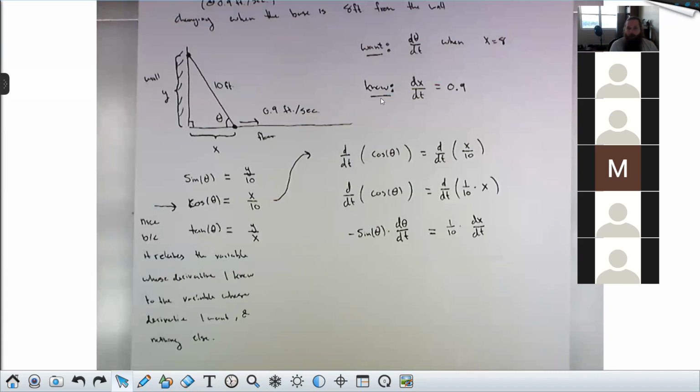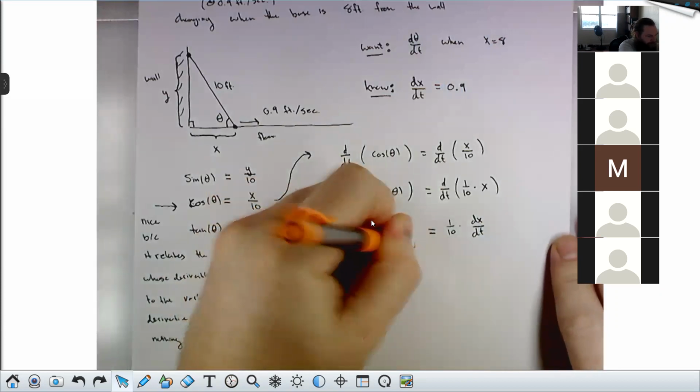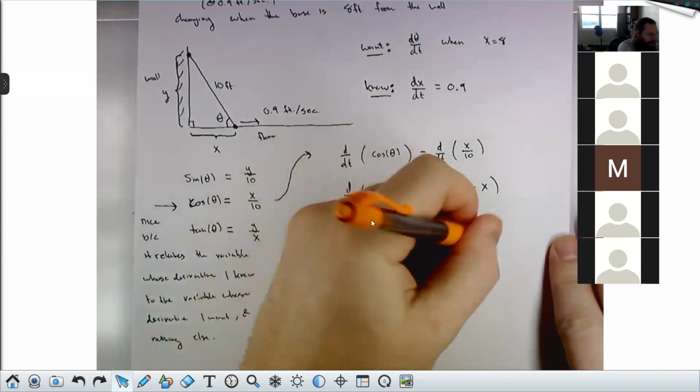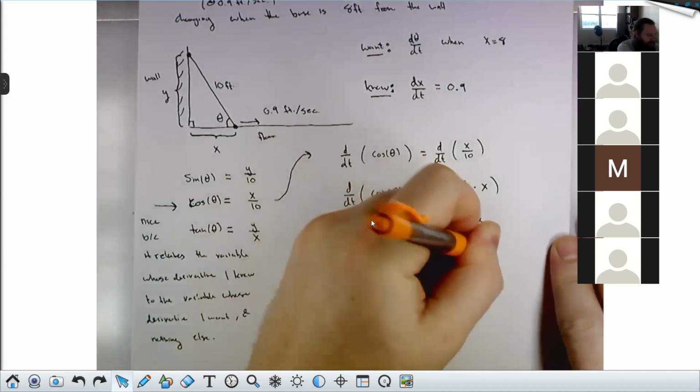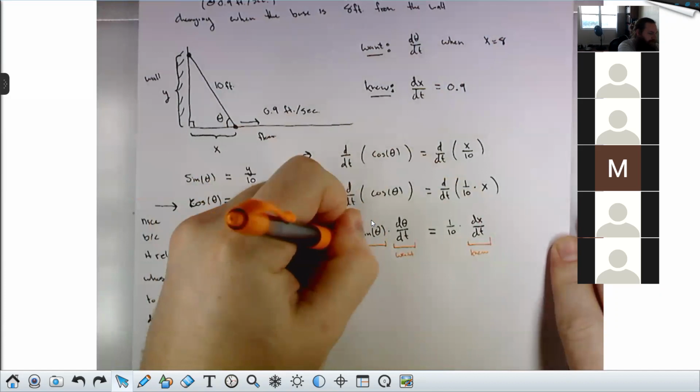All right. Well, now we're in pretty good shape. I know that dx/dt is 0.9. I know I want dθ/dt when x is equal to 8. There aren't any x's in this equation, but there is this sine θ. So what I need to do, let's see. This is what I want. I know this, but I need to figure this out.